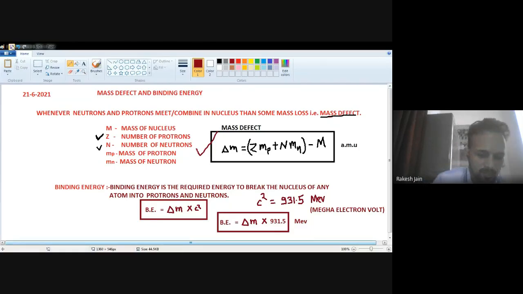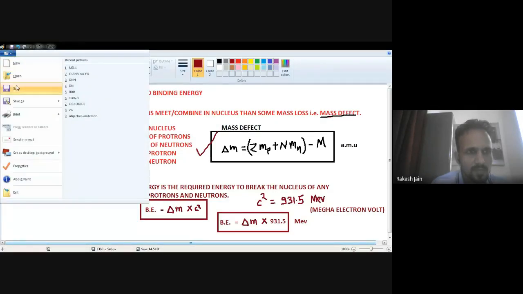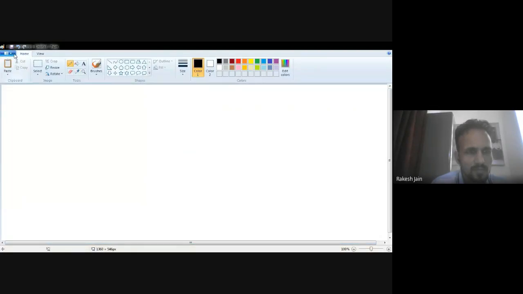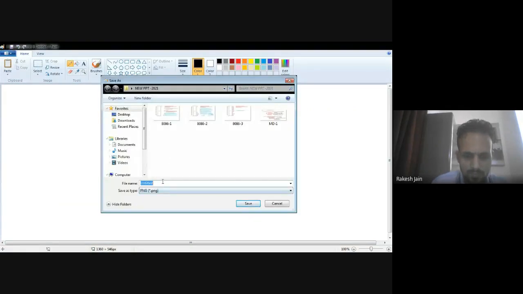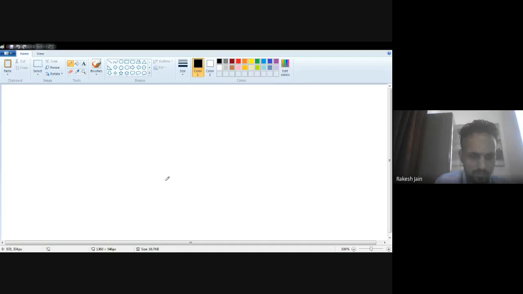Now we have to solve some numericals. So let's start. Let's save this file and then we will start. Yes. So I just write down one numerical. Read this numerical very carefully.